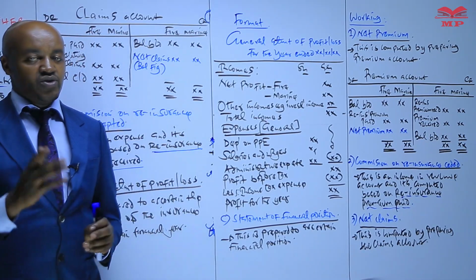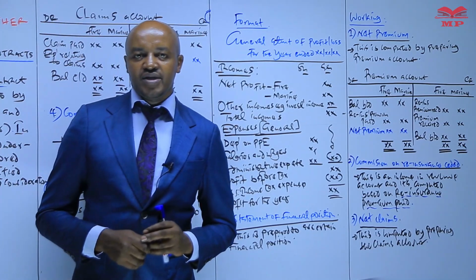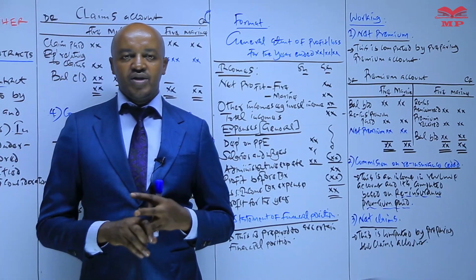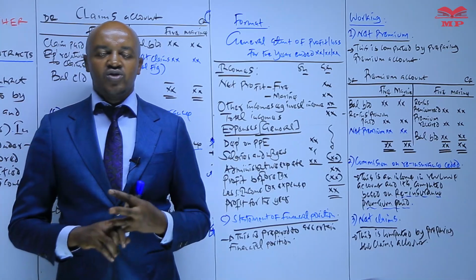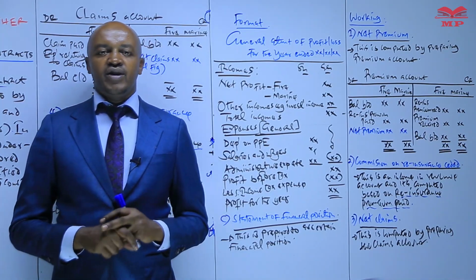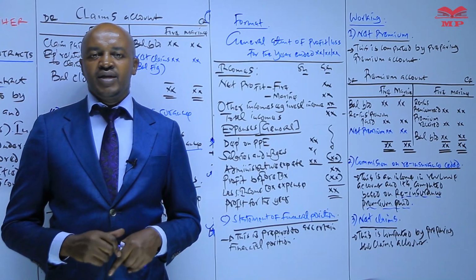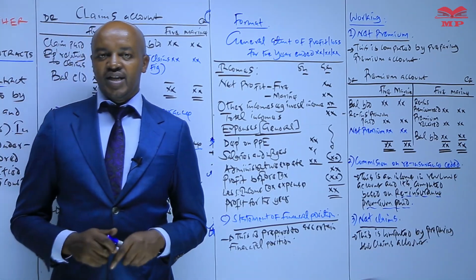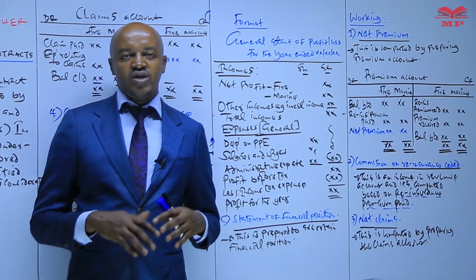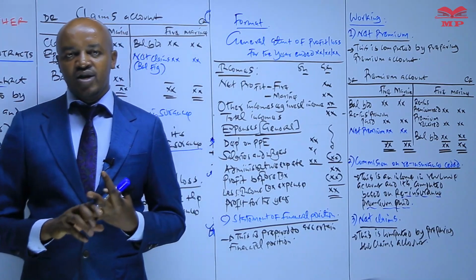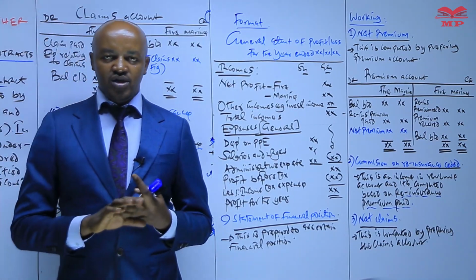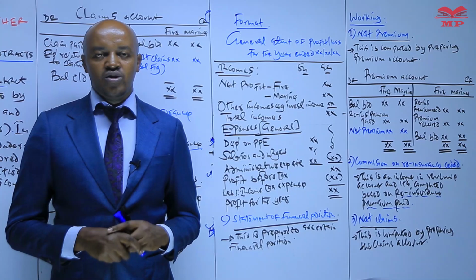So for now, I want us to stop at that particular point. Basically what we have been able to do as far as that topic is concerned, we have defined what is an insurance contract. We have looked at the various types of insurance contract, and the final accounts which need to be prepared by the insurance companies, which are 3: revenue account, general statement of profit or loss, and the statement of financial position.